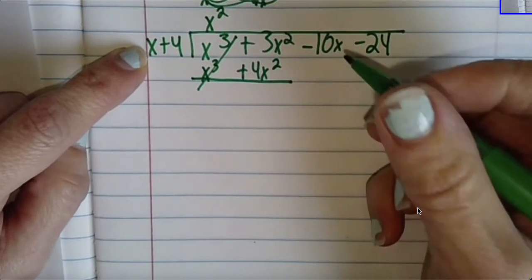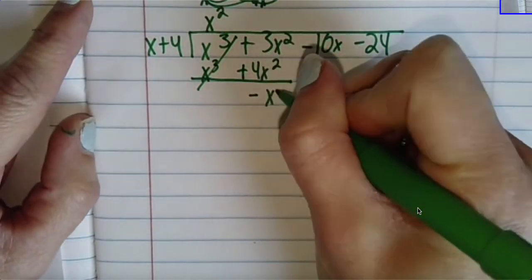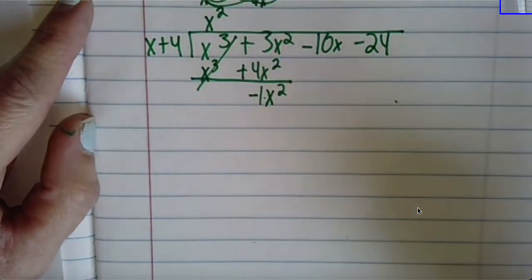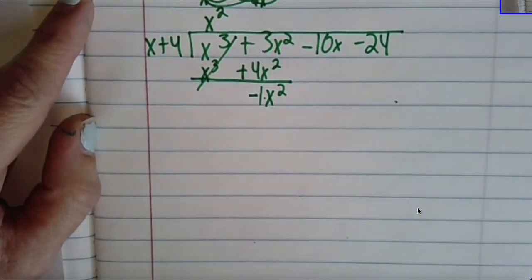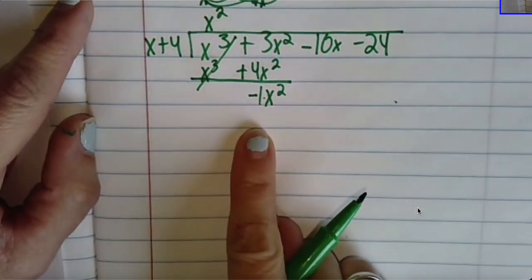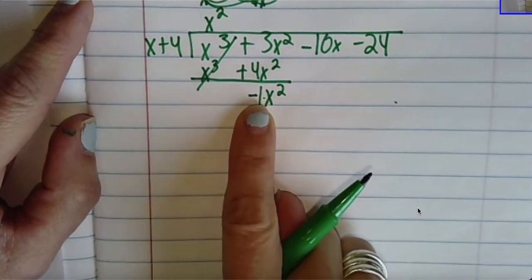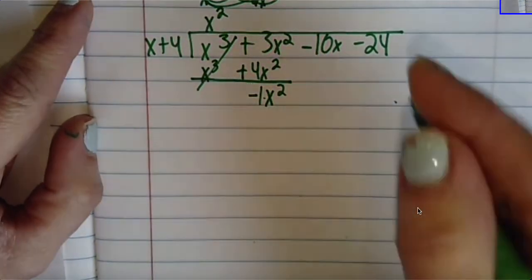And then negative x. So do y'all want me to put a 1 or not? Okay, I'll put a 1. I don't use 1, however, it's the same thing. All right, I'll put a 1 this time. I won't next time. So 3 minus 4 was negative 1, and bring down my negative 10.